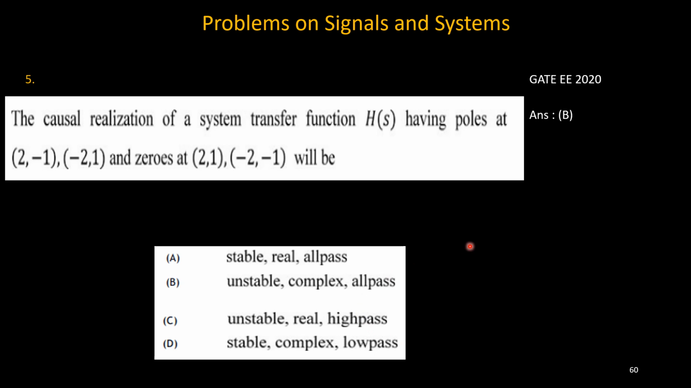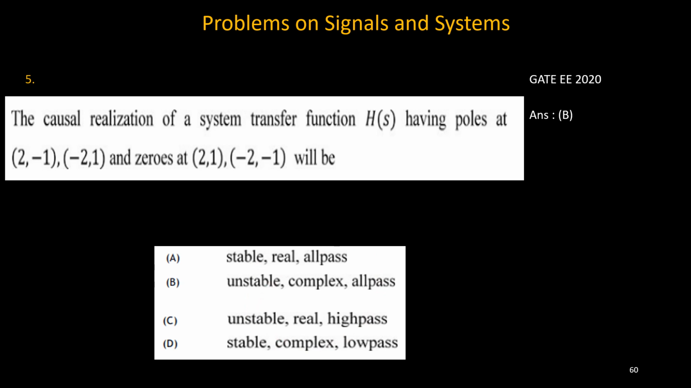And this is the last problem we'll consider. This problem says that the causal realization of a system transfer function H(s) having poles at 2, minus 1 and minus 2, 1, and zeros at 2, 1, minus 2, minus 1. Then we need to identify whether the system is stable or unstable, whether it's real or complex, and whether it's an all pass filter, low pass filter, or high pass filter. Okay, so which one is correct? We need to understand this model.